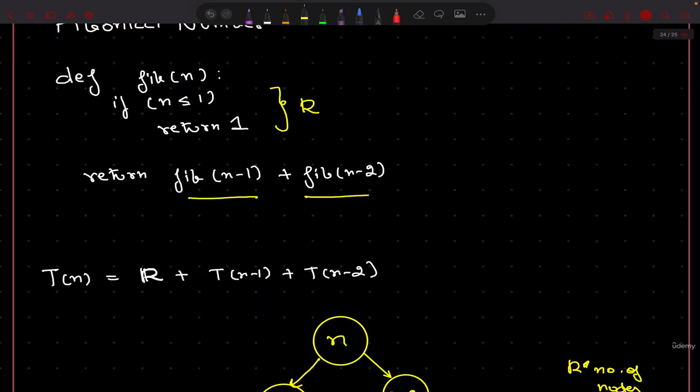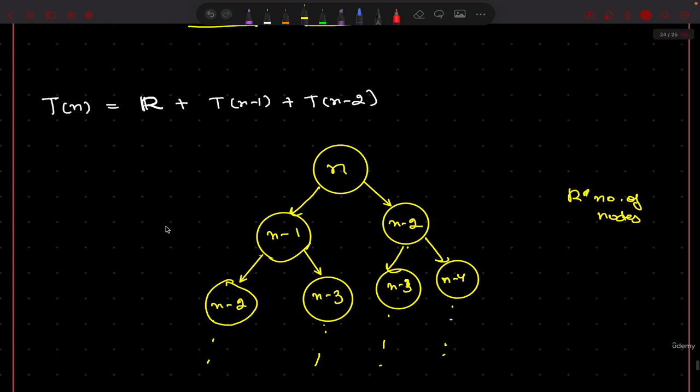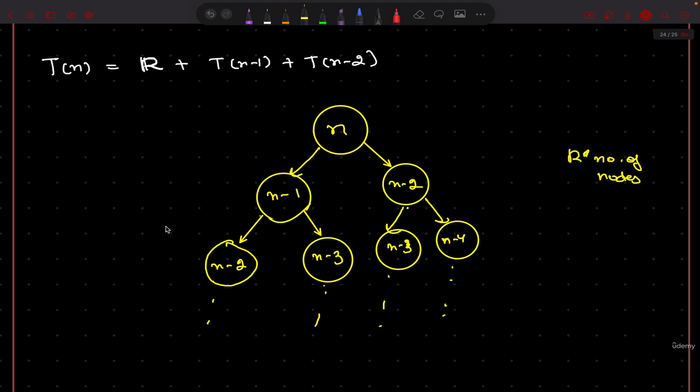Now, if I just count the number of nodes, and each node I know is doing k work, then I can say comfortably that a total of k into number of nodes work is getting done, right? So now the next thing is how can I count the number of nodes? Here it is pretty easy. If you pay attention here, it is just reducing by n minus 1 and n minus 2, right? Like this.